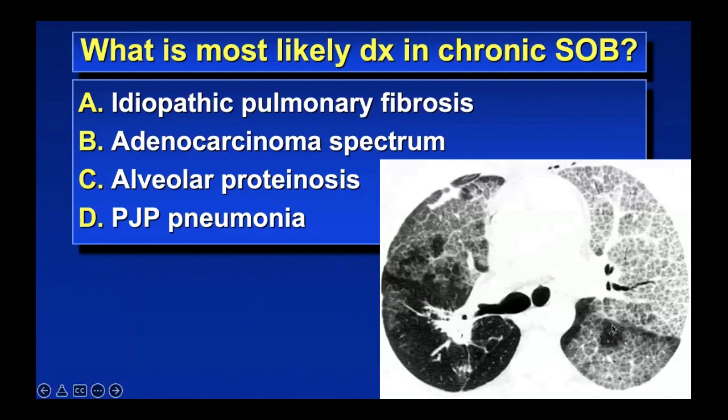This is a classic appearance of alveolar proteinosis, which is extremely rare. It's a rare idiopathic disease. It occurs in younger men. It's very difficult to treat. One way to treat is to do bronchoalveolar lavage, but they usually only do one lobe at a time, and they do it every few months in a different lobe.